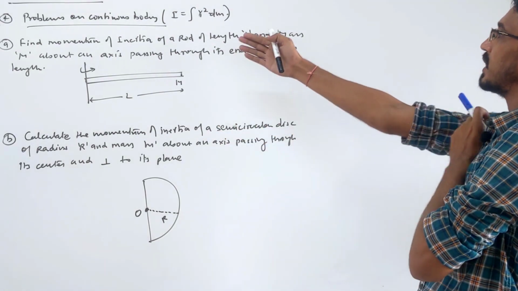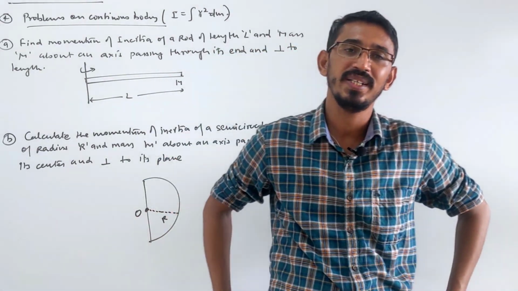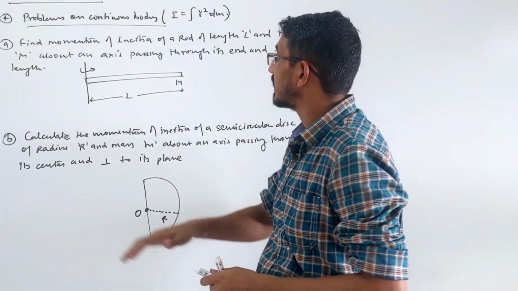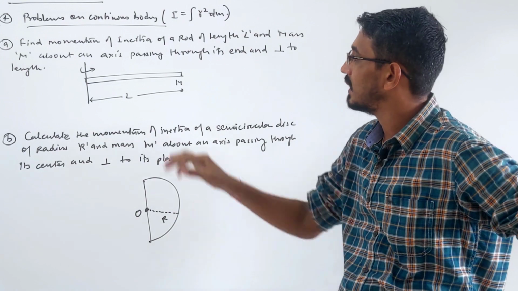These are the problems based on the last point, where we have to do integrations. So the first example I took is of the rod itself, because the rod's answer we already know. So let's see how that answer comes.